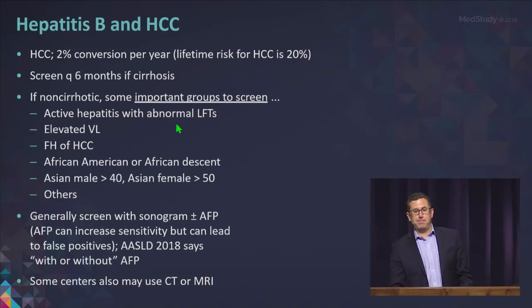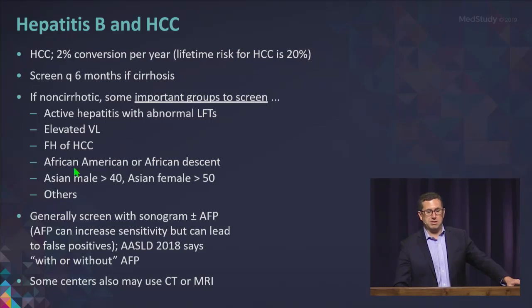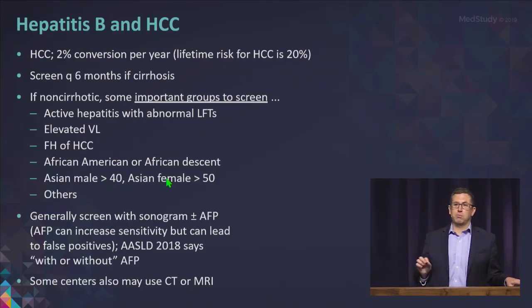So people with active Hep B with abnormal LFTs, if there's an elevated viral load, if there's a family history of HCC, if you're African American or of African descent, if you're an Asian male over 40 or an Asian female over 50, those people will get screened regardless of whether or not they have cirrhosis. And generally, you're going to screen with a sonogram plus or minus an AFP.